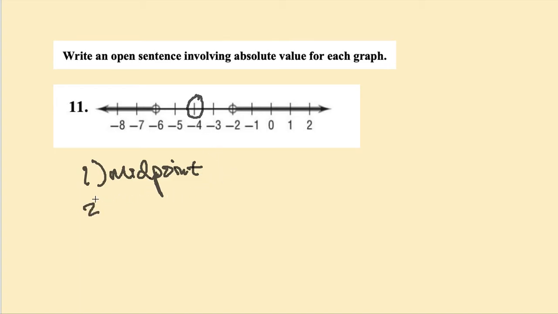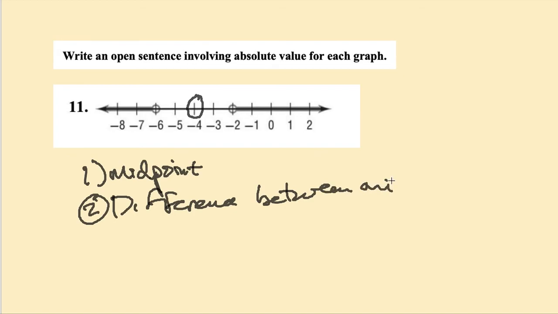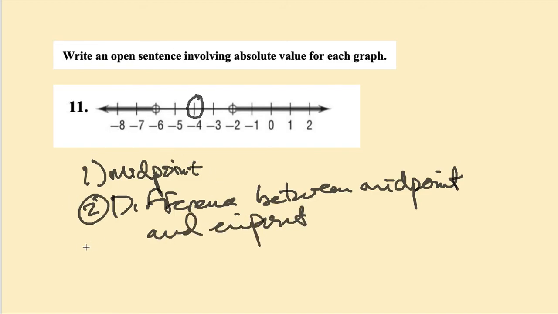The next thing you want to figure out is the difference between the midpoints and the endpoints. So you want to find that difference. So for this one, for 1, your midpoint would be negative 4, and then your difference is 2. It's a difference of 2.